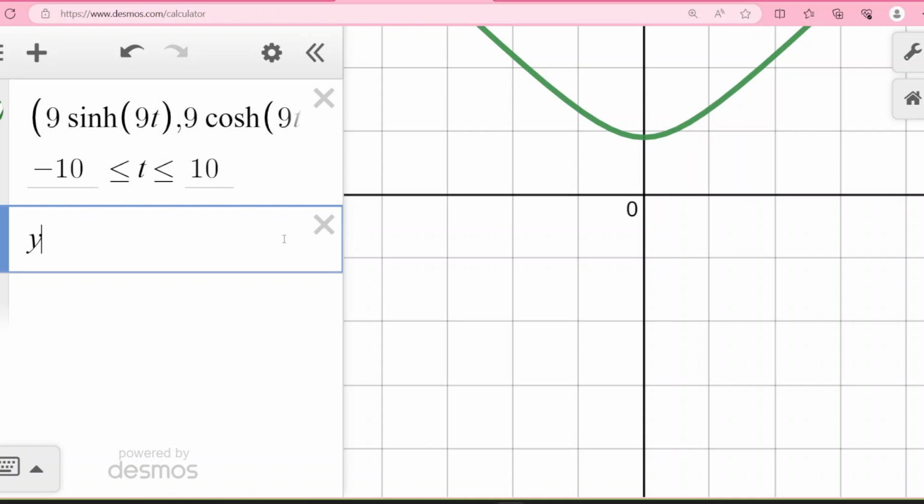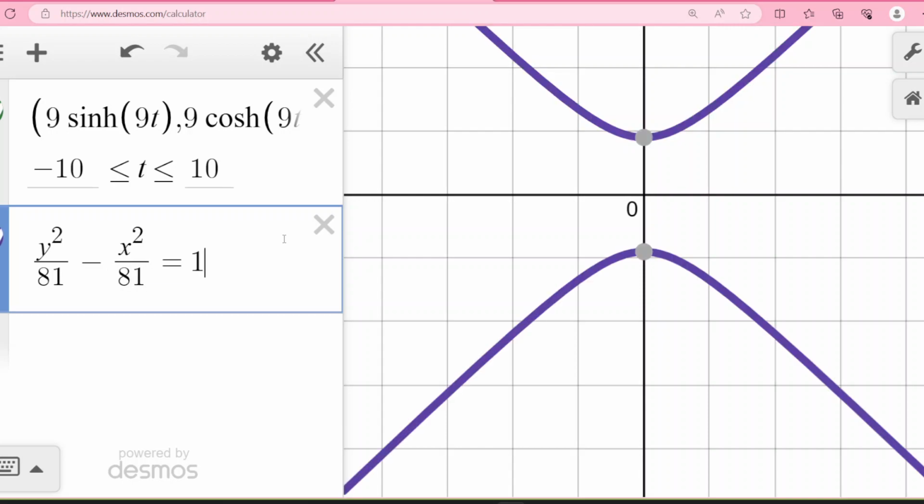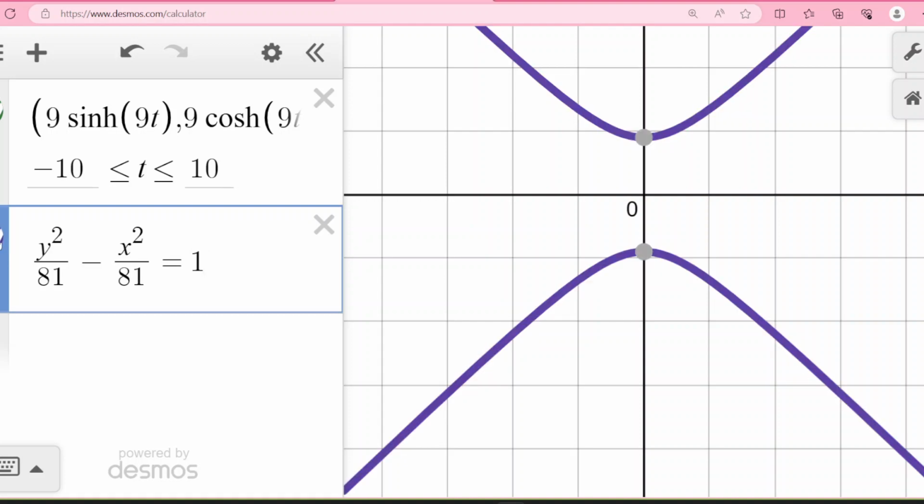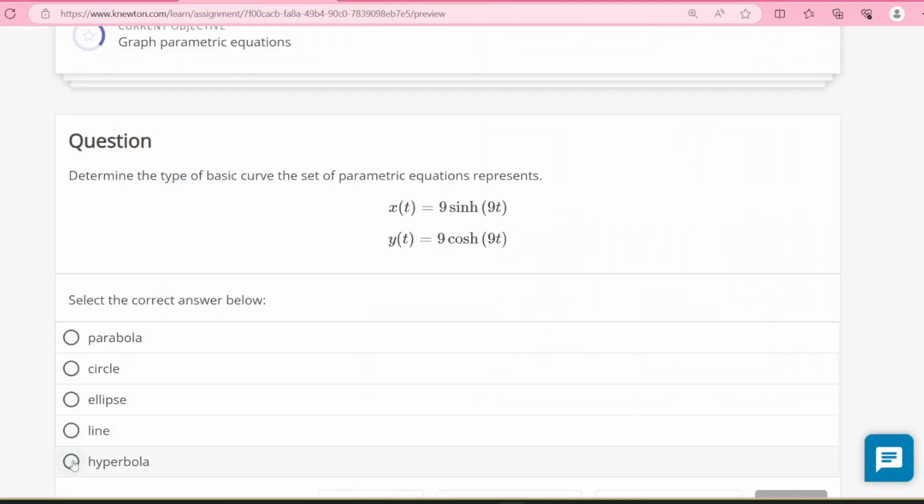You'll see here that it's y squared. I'll write up the identities in a second. y squared over 81 minus x squared over 81 equals 1. All right, and see how that green curve up there is just the top part of this hyperbola. So this is a hyperbola.